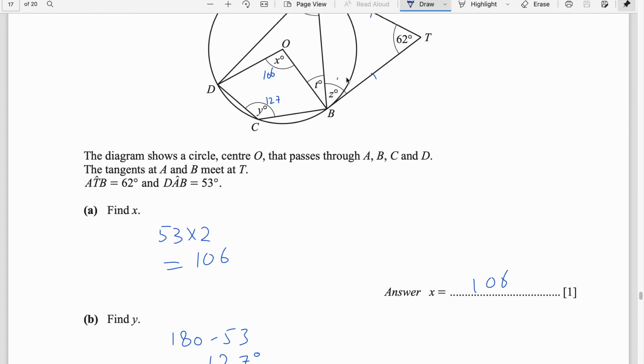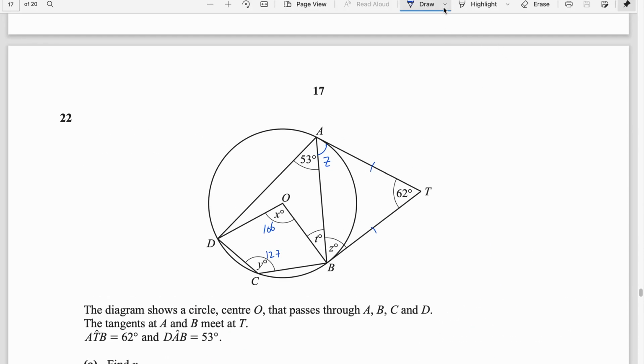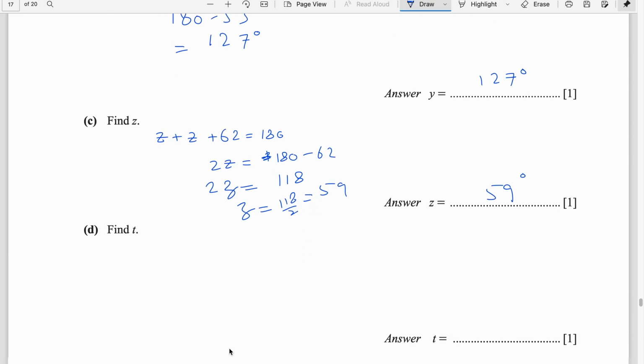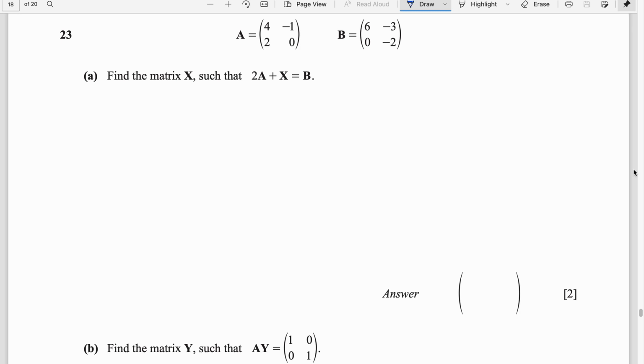So this is 59. In order to find T, we know that the radius and tangent make an angle of 90 degrees. So 90, you take away this 59 and you're left with 31 degrees. That's T. Moving on to the next question.